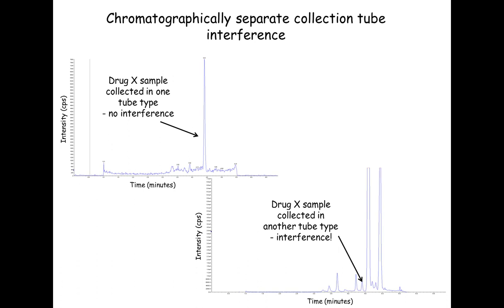So as you can see here, it is chromatographically separated, but if your method didn't chromatographically separate these interferences, then you could definitely misquantify the interference as your drug X, which is obviously a problem. So in this case, since you can chromatographically separate them, you could potentially accept the tube type, but it may make sense just to say that the tube type is not acceptable.